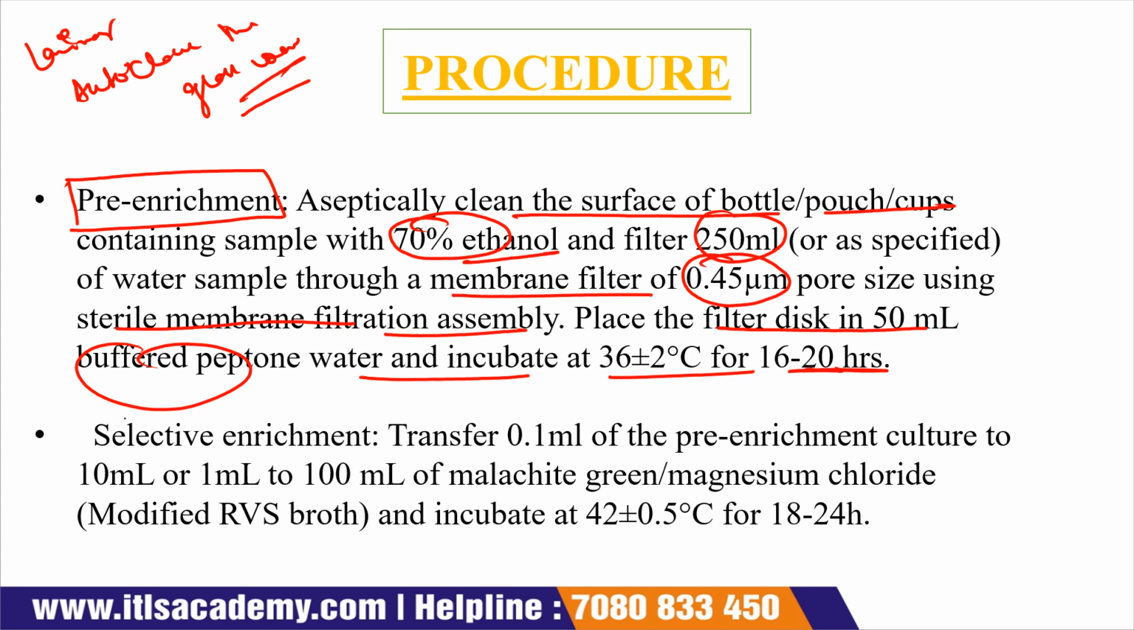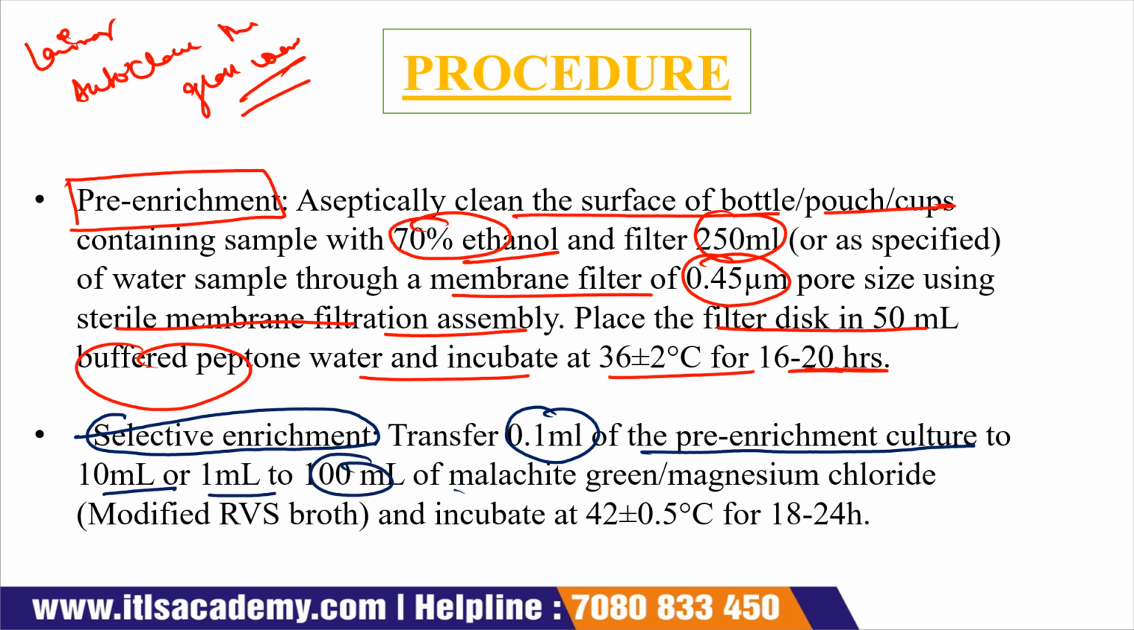After that, the second procedure is your selective enrichment, in which you take 0.1 ml from the pre-enrichment culture and inoculate it into 10 ml or 1 ml to 100 ml of malachite green magnesium chloride. This is a modified form of the RVS broth, and then again you have to incubate it for 18 to 24 hours at 48 plus minus 0.5 degree Celsius.